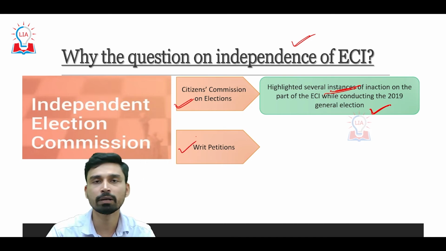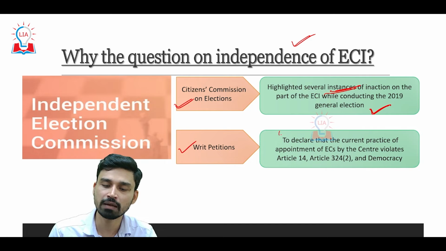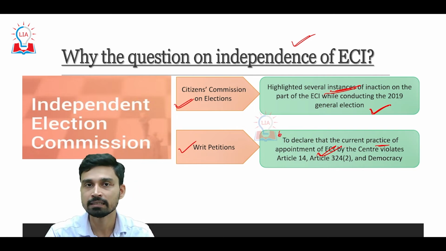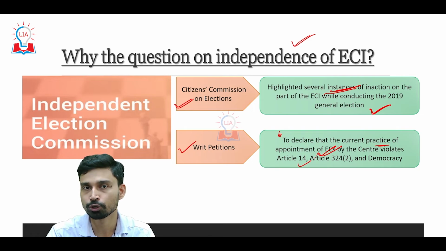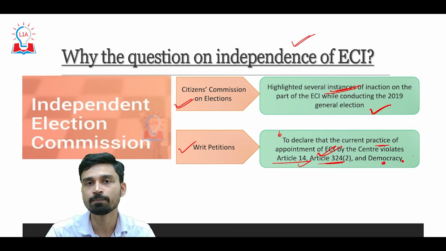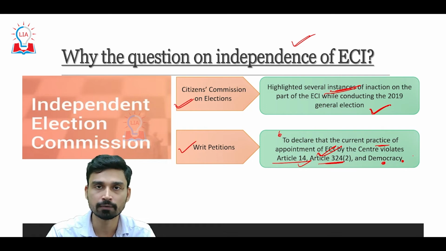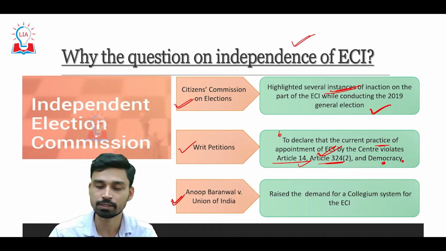Similarly, we have several writ petitions. 3 writ petitions have been filed in recent years, where the petitioners have asked the Supreme Court to declare that the current practice of appointment of election commissioners by the central government is violating the basic structure of the Constitution. And how is it violating the basic structure of the Constitution? Because it violates Article 14, Article 324, Clause 2, as well as the democratic principles enshrined in the Constitution of India.